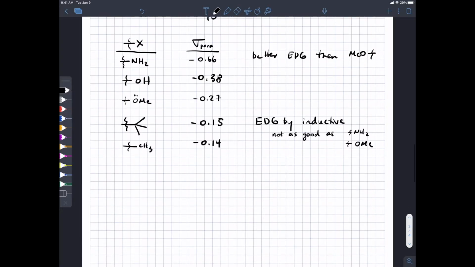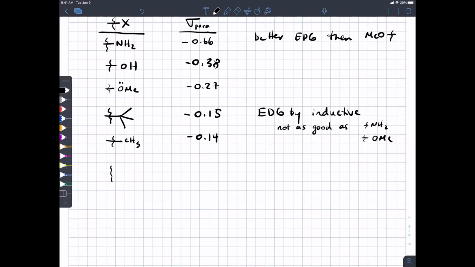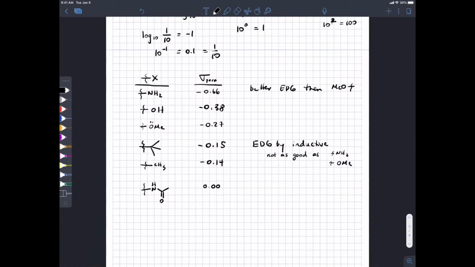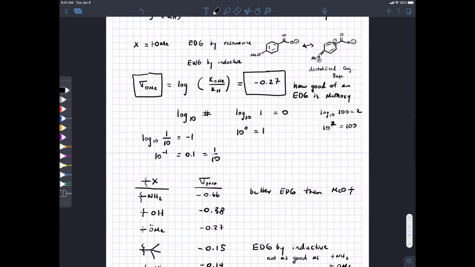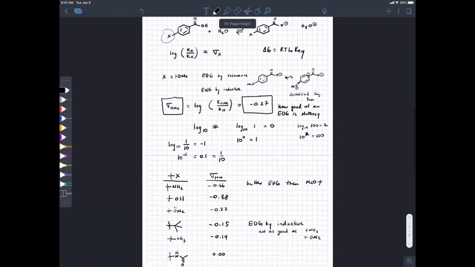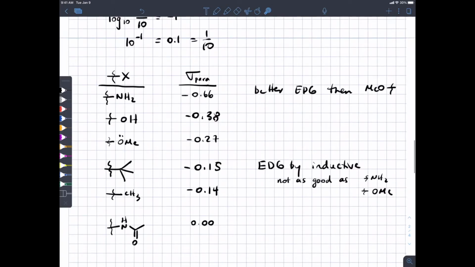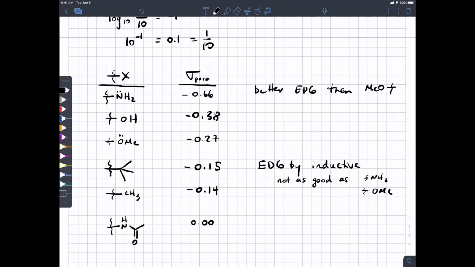Interestingly, and this is something that I've had students ask about in undergrad OChem, if you take that amino group and acetylate it, the sigma value is 0, which means that the acetylated amino group has exactly the same equilibrium constant as the hydrogen does. Why that huge difference between an amino group and an acetylated amino group?